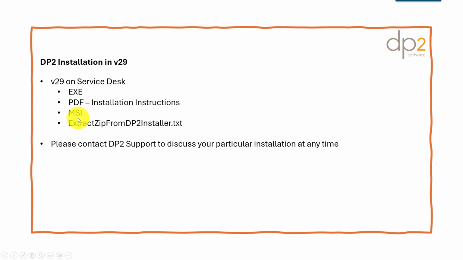You'll have the MSI. Of course, that's still going to be available for you. And you'll also have this extract zip from DP2 installer.txt file. And I'll go over with you when we might recommend that you extract the zip file from the EXE outside of System Monitor. We make it easy for you to do that extraction from System Monitor, but this installer.txt file could also do that extraction for you.